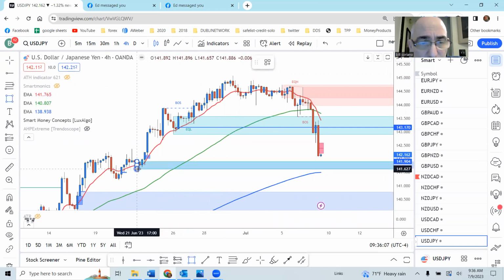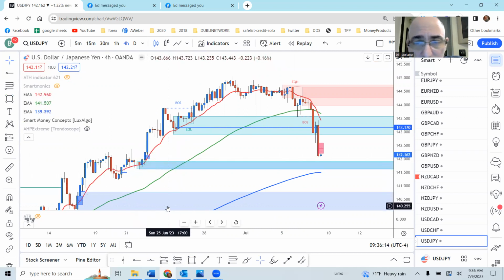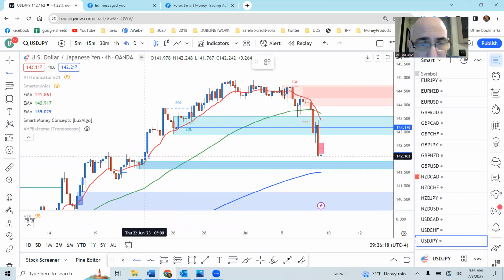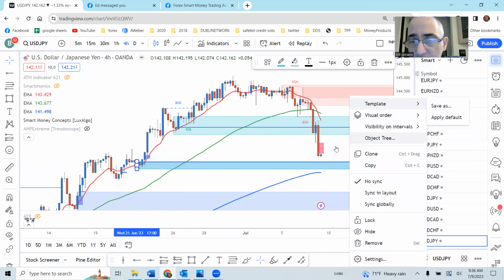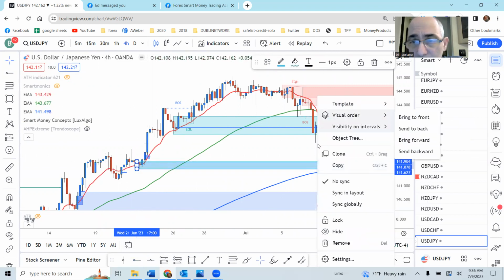We have this. We have a nice bullish engulfing after it. It's left a little bit of imbalance down below here. Some imbalance right here as well, but not much. But that gives us that area right there.